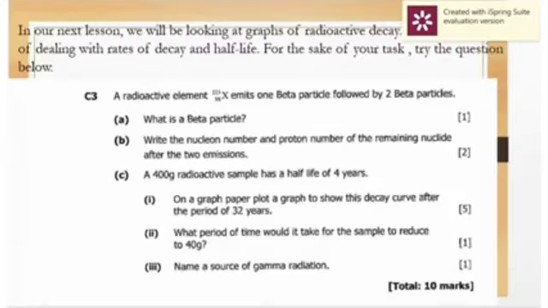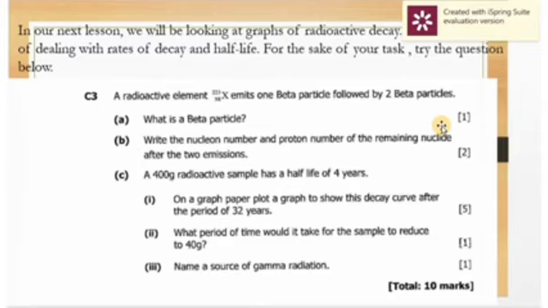All right? So from there, this is an exercise for you to do. Before that, there's this statement here. In our next lesson, we will be looking at graphs of radioactive decay. So graphs of radioactive decay is actually another way of determining how much has decayed, at what rate it is decaying, and also how much is remaining, apart from the equation that we have used.